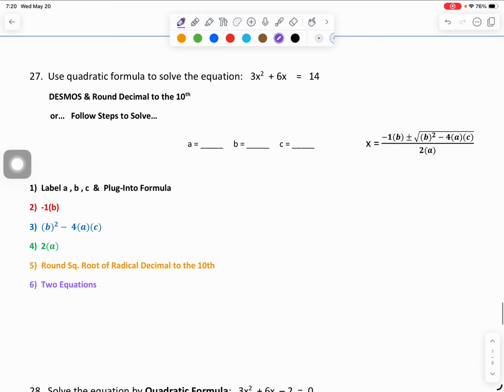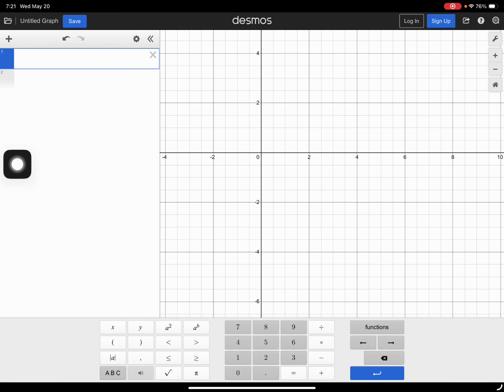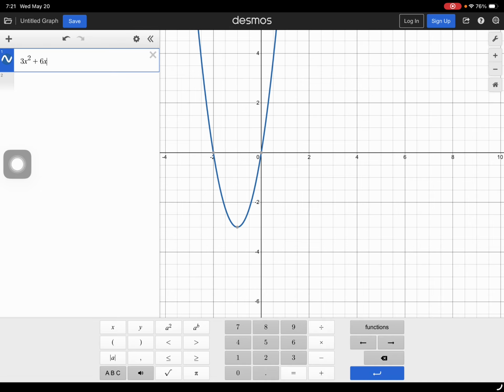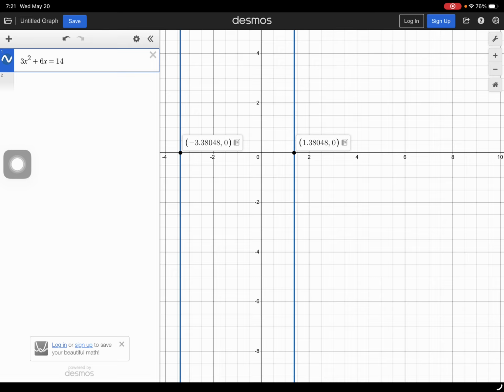All right, 27, quadratic formula, solve the equation. DESMOS and round decimal to the 10th. Well, why don't we just plug it in then? 3x squared plus 6x equals 14. All right, we will round to the nearest 10th.